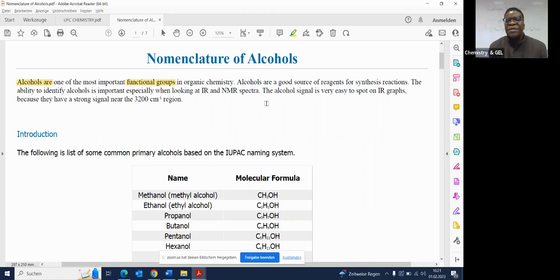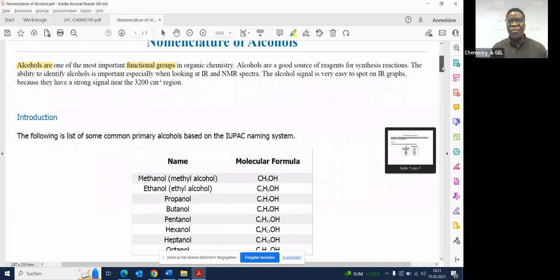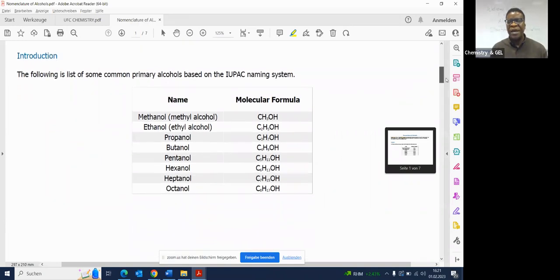The alcohol signal is very easy to spot on IR graphs because they have a strong signal near the 3200 region. That shouldn't bother you. It's going to come later. At the moment, we are interested in naming and doing the structures of the alcohols so that we understand before we get down to physical properties and chemical properties and so on.